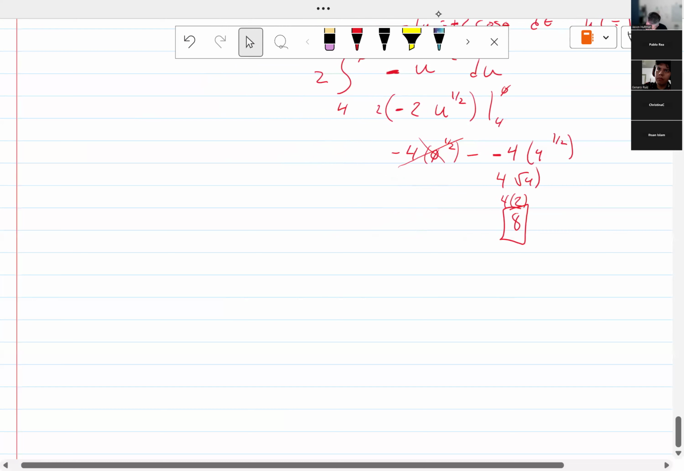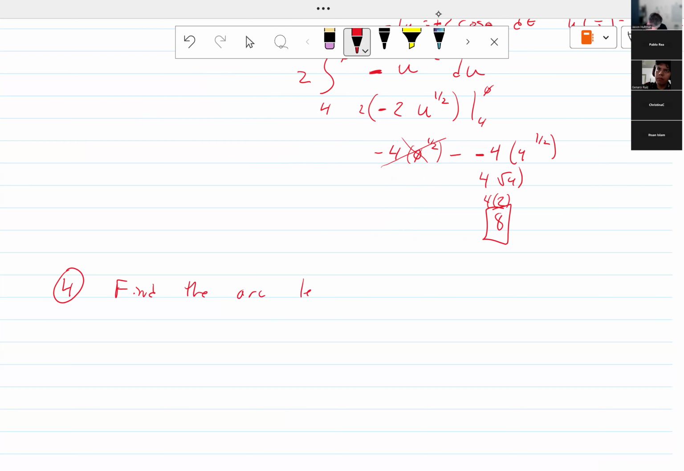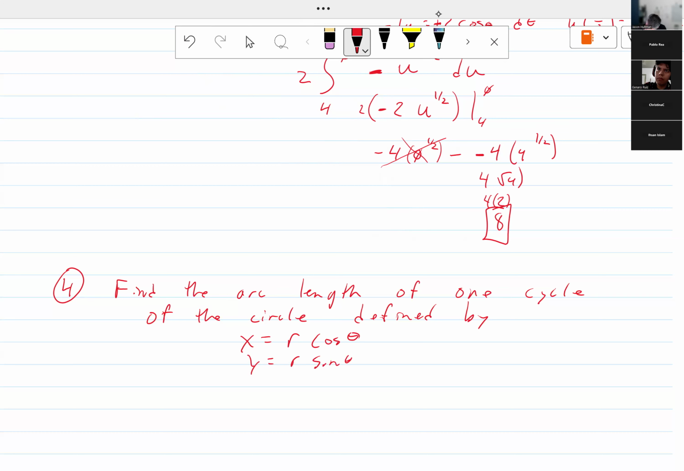Okay, we're going to do example 4. Find the arc length of one cycle of the circle defined by x equals r cosine theta, y equals r sine theta, where theta is from 0 to 2 pi. This is just a circle of radius r.